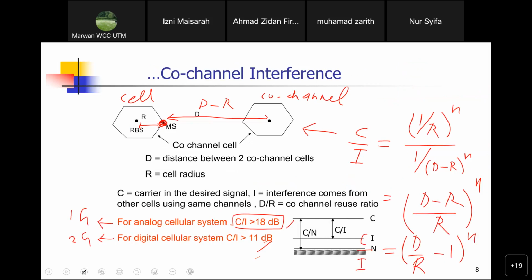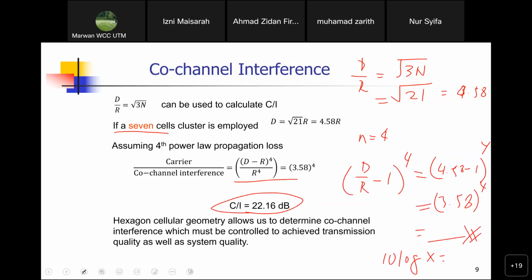Your cellular, for analog and for digital. Analog requires a minimum of at least 18, digital is 11. If you only have one co-channel, you get around 22. So it is actually higher, a bigger C over I. So this value can be used for both analog and digital. That is why normally we are using cluster 7. And this is only considering one co-channel. Later we have to consider up to 6.